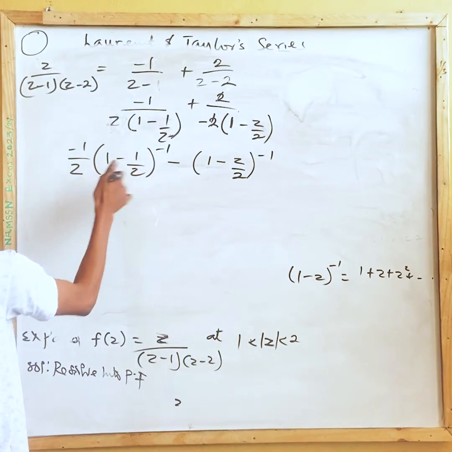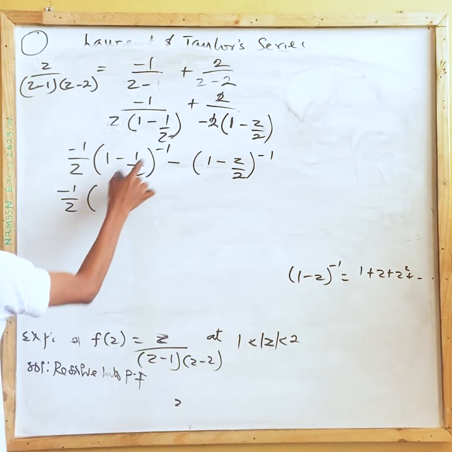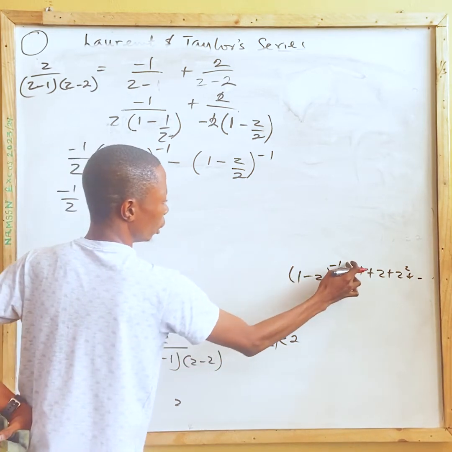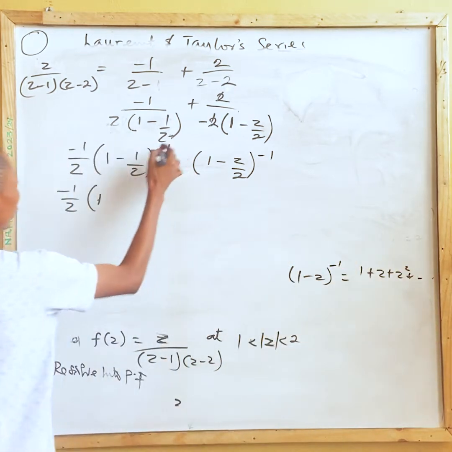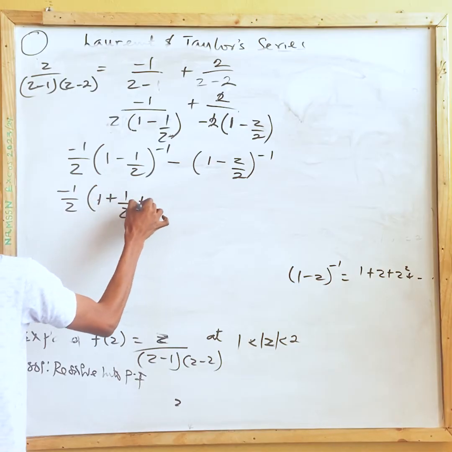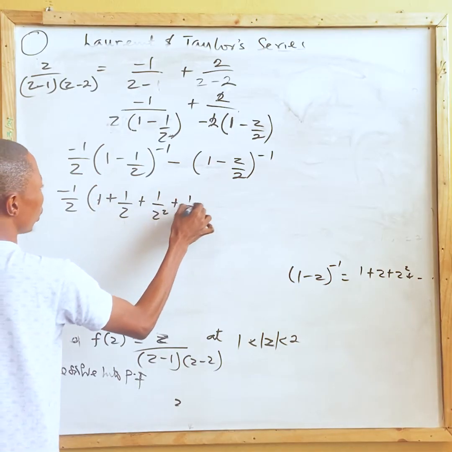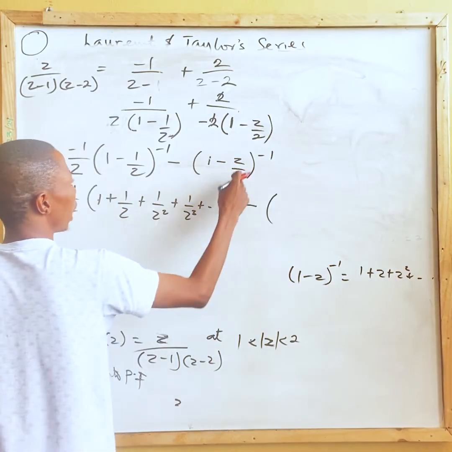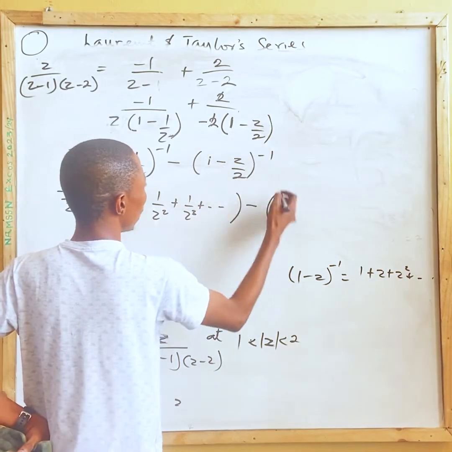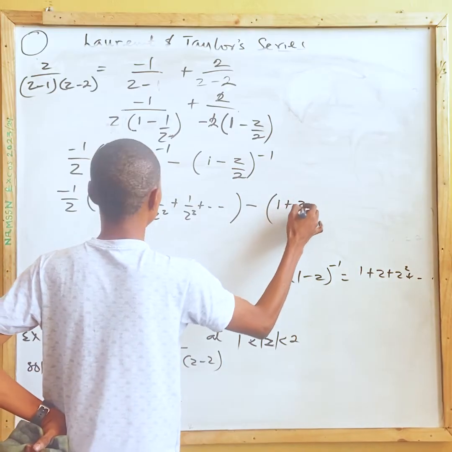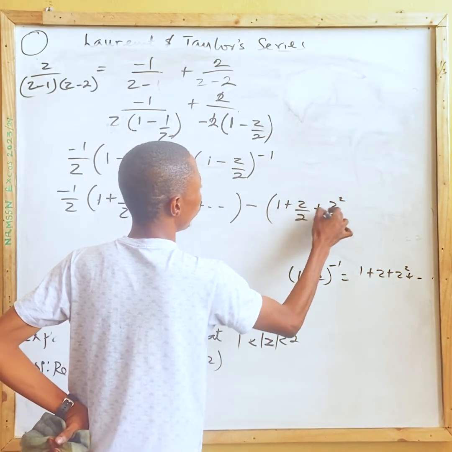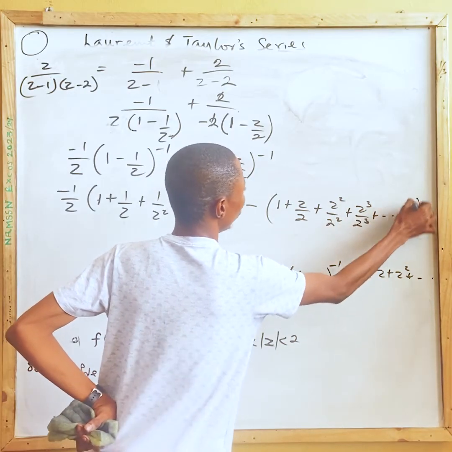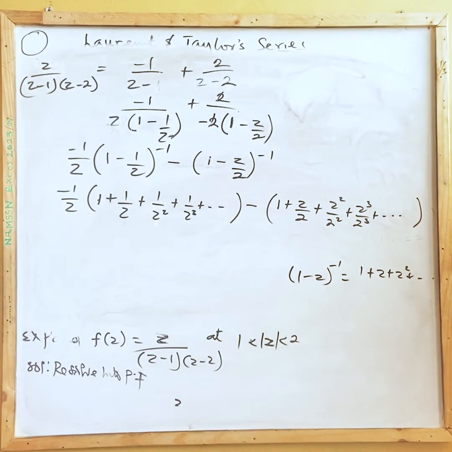So if I expand this, this will be minus 1 over z into bracket 1. You know, if you're having something like this, 1 minus z. So this one will just be plus plus plus. So this will be 1 plus 1 over z plus 1 over z squared plus 1 over z cubed, and so on like that. Minus 1 minus z over 2 all squared. That one too will be 1 plus z over 2 plus z squared over 2 squared plus z cubed over 2 raised to power 3, and so on like that. So we are done with our expansion.